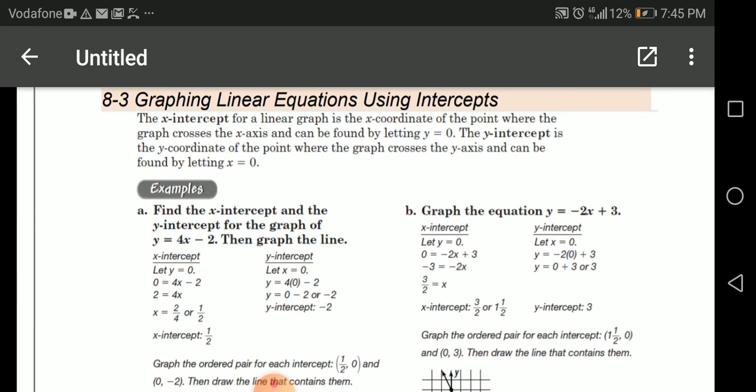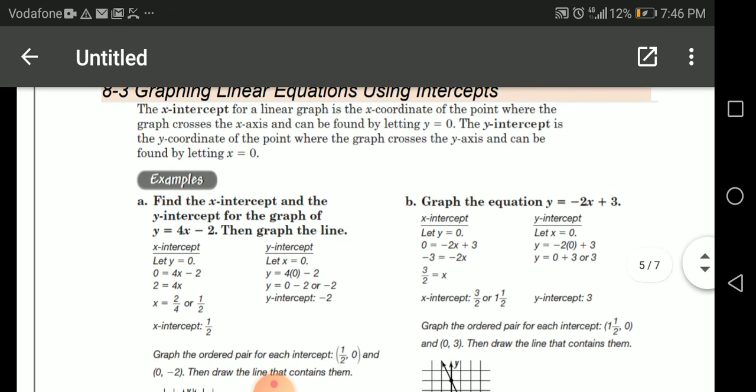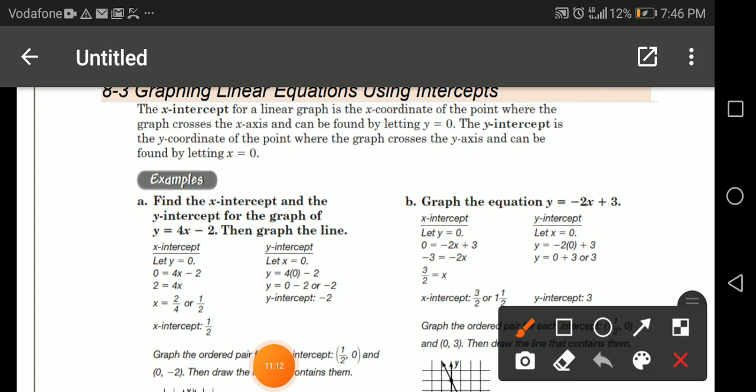Here we have graphing linear equations using intercepts. This is very interesting. Here, 1, 2, let's complete. The x-intercept for a linear graph is the x-coordinate. Okay, guys, I need to explain this to make it easy for you. X-intercept, this is the x-coordinate of the point where the graph crosses what? X-axis. Okay, and it can be found by letting y equal 0.